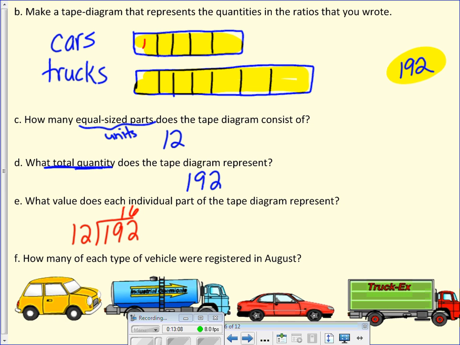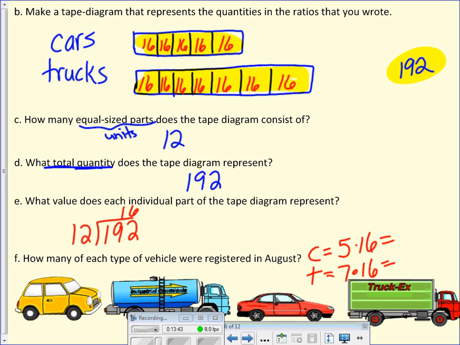So now each box, we can go back to our tape diagram. Each box is 16. So how many of each, this is finally the question that they wanted to know. How many of each car, of each type of vehicle? So cars, we have 5 times 16. And for trucks, we have 7 times 16.